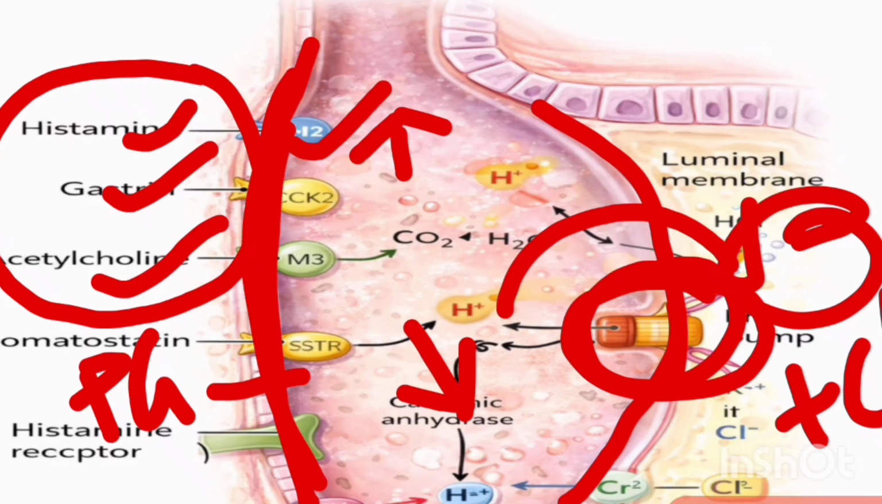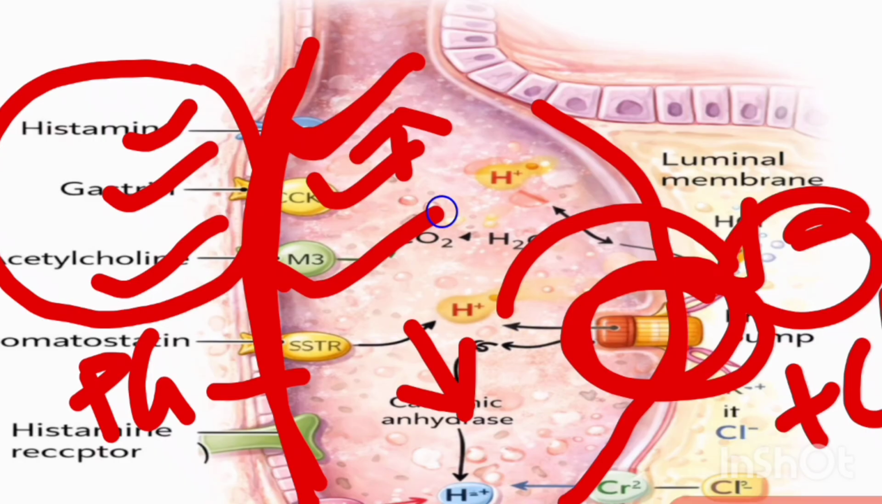Okay, so what are the receptors for histamine? H2 receptors. Gastrin will act on the cholecystokinin receptors. Acetylcholine will act on the muscarinic receptor, M3 receptors. Okay, so this in turn will increase the activation of the proton pump and cause the secretion of H plus ions. Okay, so how this will happen, I will discuss in detail.